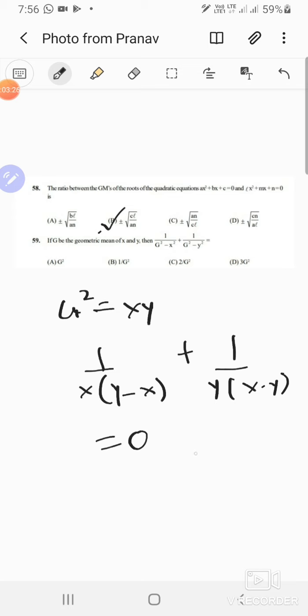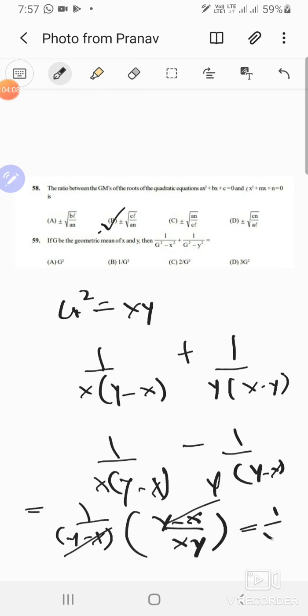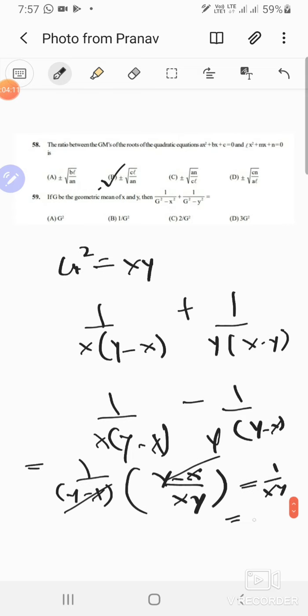Wait, what? That's not 0. Something is not working. G squared minus x squared. G squared is obviously xy, so you should be having x into y minus x over here, and then, oh, obviously, that is not correct. Fine, so this is supposed to be 1 upon x into y minus x, minus 1 upon y into y minus x, which can be written as 1 upon y minus x into 1 upon x minus 1 upon y, which is basically y minus x upon xy. Guess what? Something cancels. Fine, 1 upon xy. But 1 upon xy is basically 1 upon g squared. So B is the correct option.